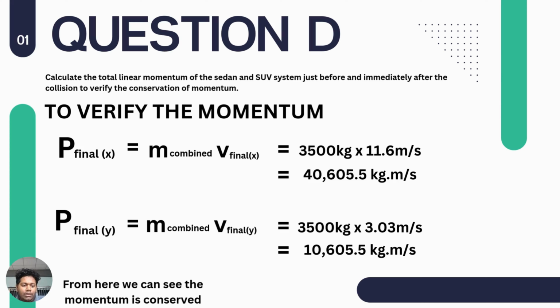Next, to verify the momentum, we would use the formula again. Final momentum is equal to combined mass times final velocity: 3500 kg times 11.6 meter per second, which is equal to 40,605.5 kg meter per second, which brings back the same value as before. And the bottom part, 3500 kg times 3.03 meter per second, which is equal to 10,605.5 kg meter per second. It gives us the same value. So from here we can see the momentum is 100% conserved.